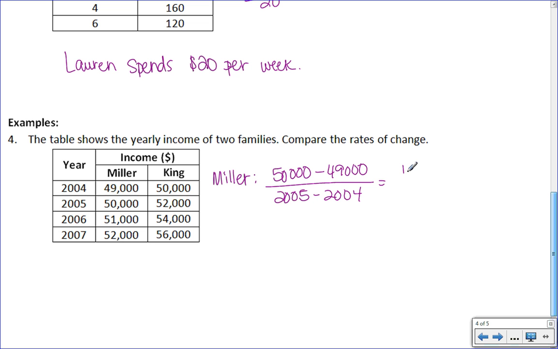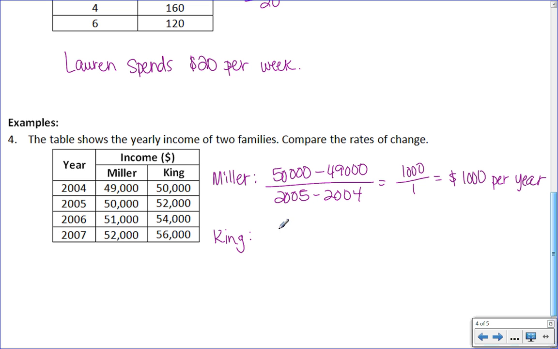50,000 minus 49,000 is 1,000. And 2005 minus 2004 is 1. So this is $1,000 per year. And we can see that their income is increasing at a rate of $1,000 per year. And given that, you can probably figure out what our result is going to be for the King family, but let's go ahead and see what this looks like.